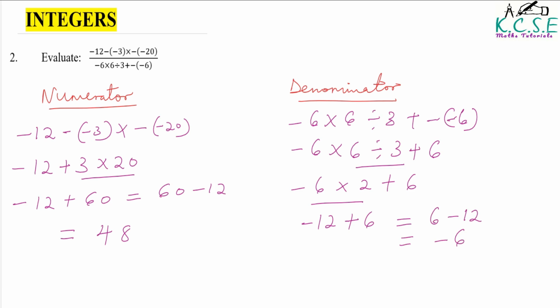Now, we have the solution for the numerator and the denominator. Now, let's go to the final answer. The final answer will be given by 48 divided by negative 6, which gives negative 8 as our final solution.